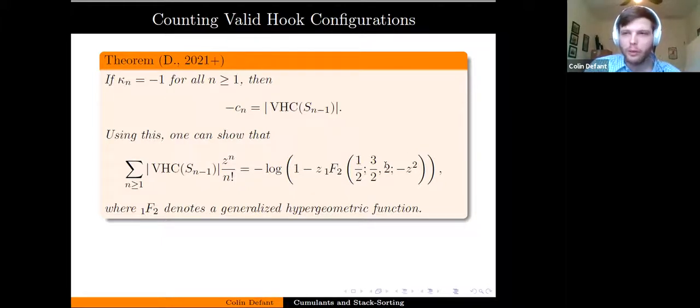If you don't know what this means, it's not really important for the rest of the talk. Just know that it's some very explicit thing that we can write down, and it's counting these valid hook configurations.